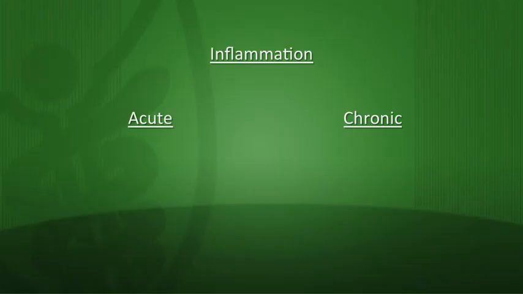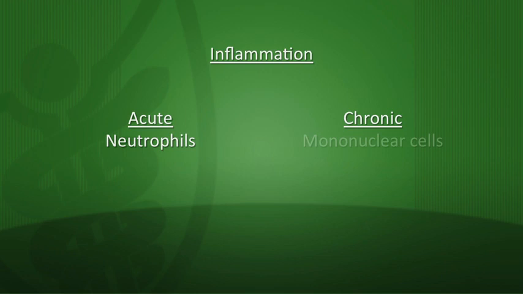Now let's switch gears and talk about chronic inflammation, which causes cycles of tissue destruction and tissue repair, and then more destruction and more repair. So acute inflammation and chronic inflammation are mediated by different types of cells. Acute inflammation is mediated primarily by neutrophils. Chronic inflammation is mediated more by mononuclear cells like macrophages and lymphocytes.